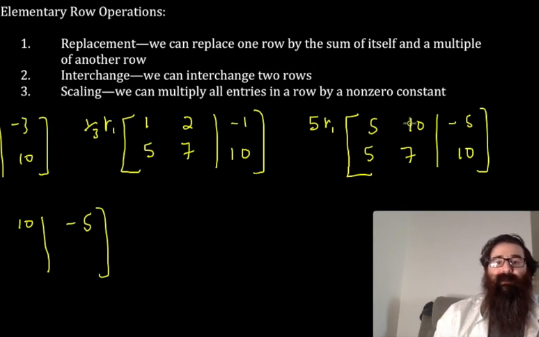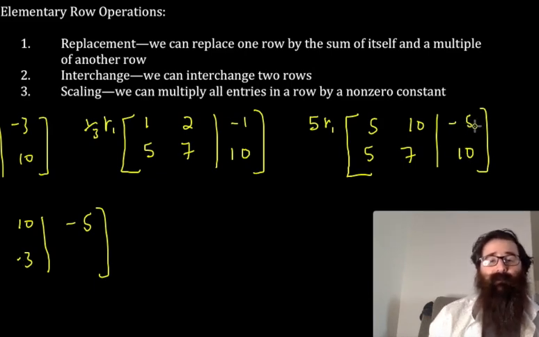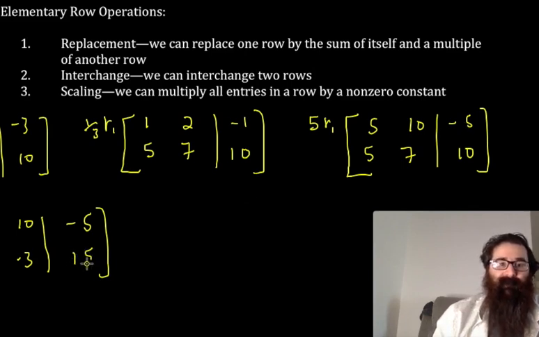Then I would get 7 minus 10 gives me -3. And then I would get 10 minus -5. And just be careful with your arithmetic. Nobody likes doing arithmetic. Make sure you have enough coffee. Get your Starbucks. 10 minus -5 is 10 plus 5 gives me 15. So now this looks really good.